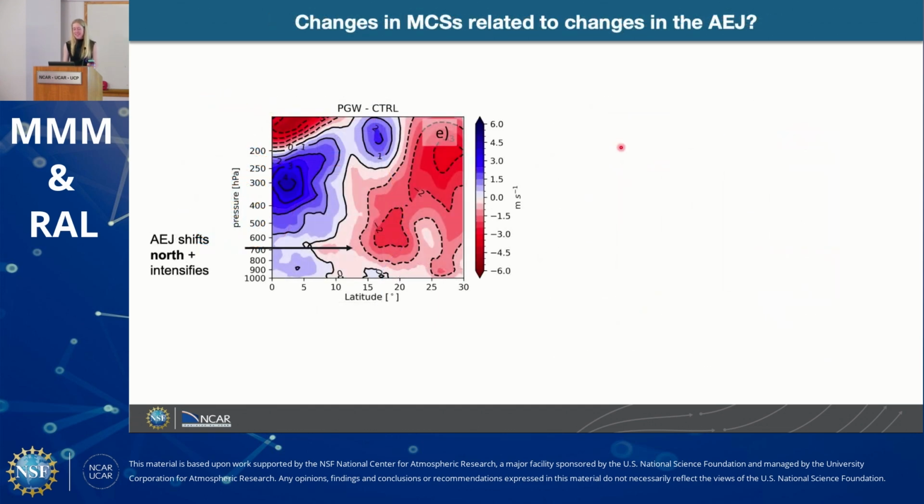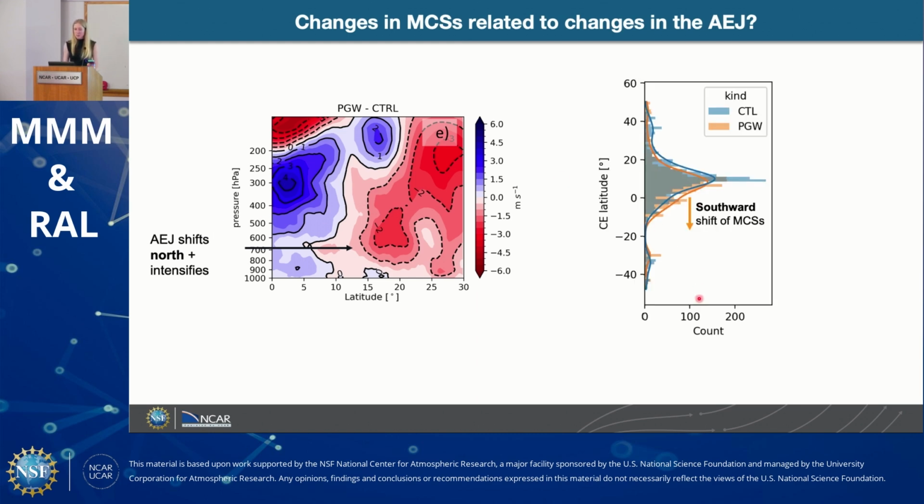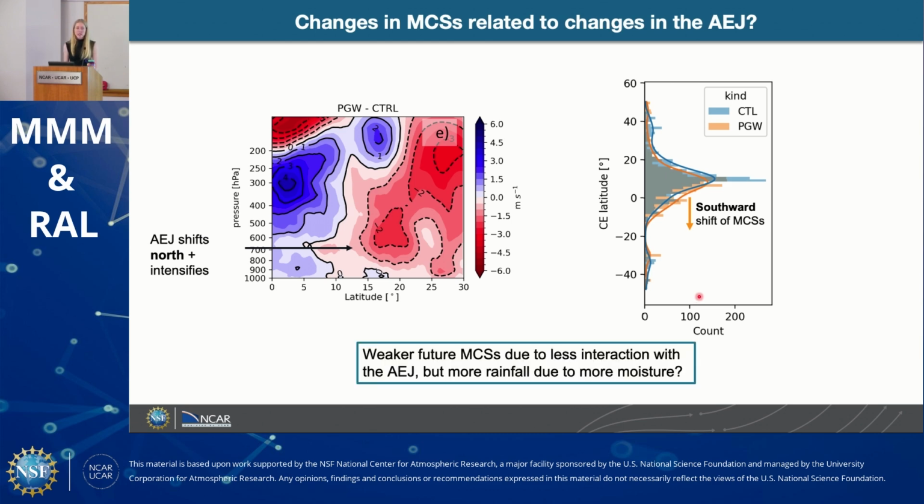So we're trying to reconcile what we're seeing and connect that back to changes in the African easterly jet. So if you recall, we do see the African easterly jet shifts northward and intensifies in a warmer climate. At the same time, we're seeing a southward shift of the MCSs. So currently, we're hypothesizing that these weaker MCSs could be due to the fact that they have less upper level support from the African easterly jet as it shifts northward, but the increase in rainfall is just due to the fact that you have more moisture in a warmer climate.